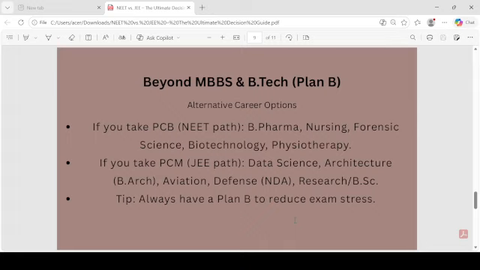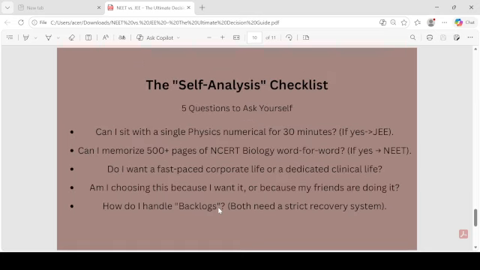Beyond MBBS or BTech, you also have a plan B, alternative career options. If you take the PCB NEET path, you have B Pharma, nursing, forensic science, biotechnology and physiotherapy. You can choose these while preparing. And for PCM students, the students choosing the JEE path, you have data science, architecture like BArch, aviation, defense like NDA, and research, BSc as well. The tip is to always have a plan B to reduce exam stress.